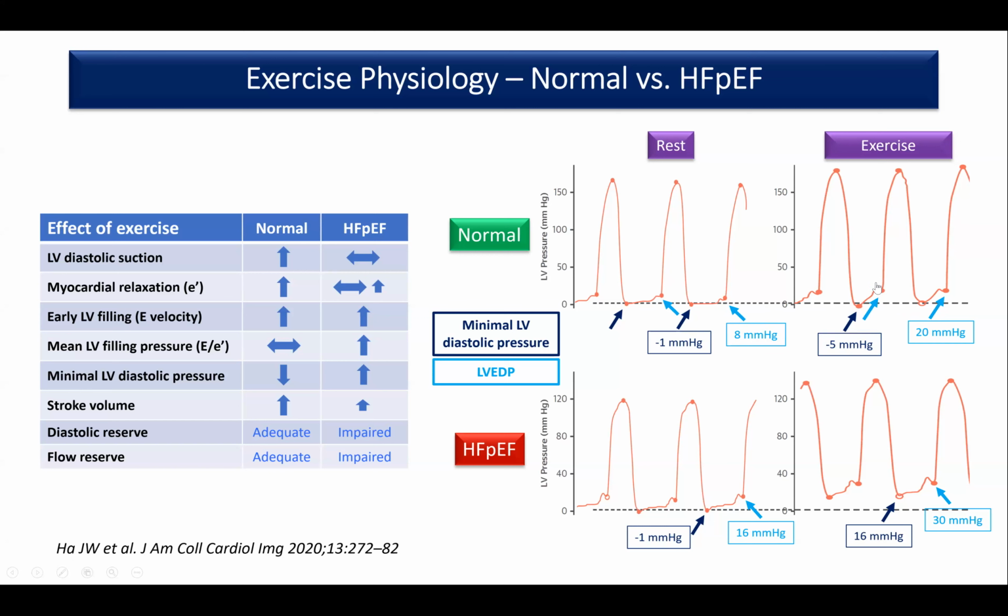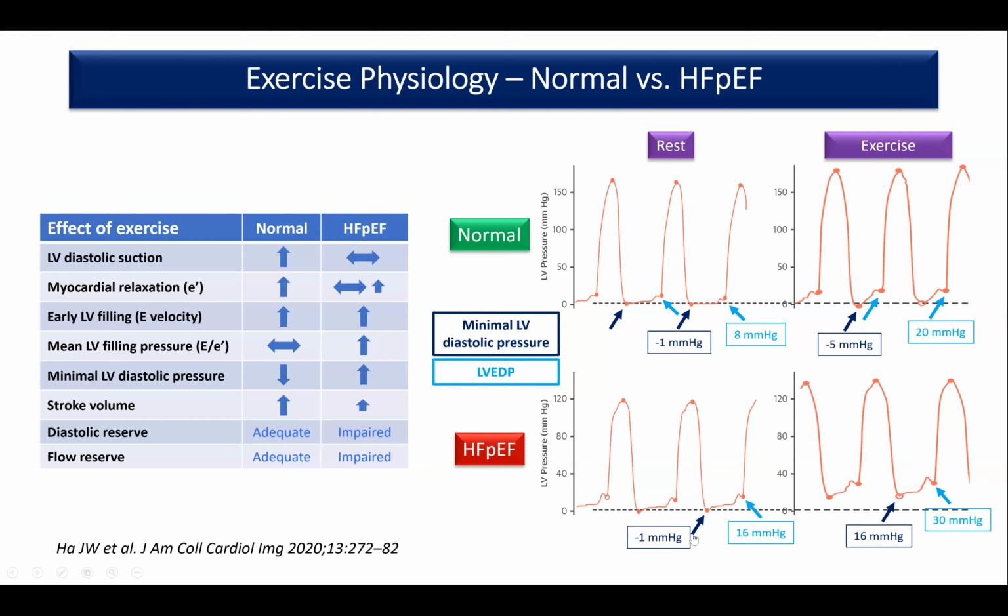So the mean diastolic pressure in the left ventricle doesn't change much, particularly because the minimal diastolic pressure goes down from -1 to -5, because you have better suction and better relaxation. In an HFpEF patient, you see the minimal LV diastolic pressure is -1. The LVEDP is already high at 16, mildly elevated.